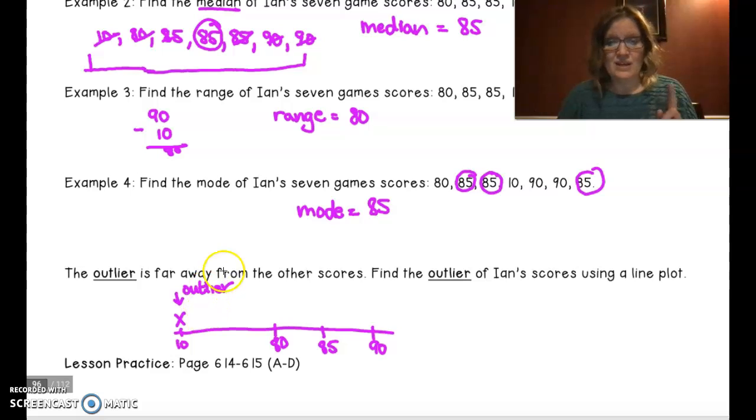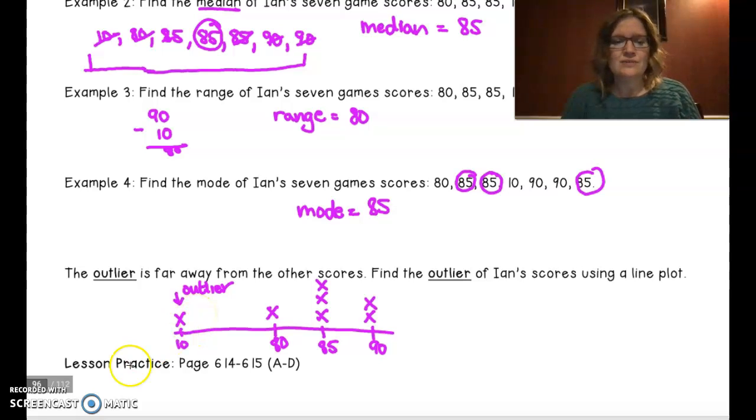I don't know what was happening. Ian must have been having a bad day, because generally 10, compared to everything that he's had, is a fairly low score. How many times did he score 80? I'm looking at the data. It looks like he scored 1 time, so we're going to put an X for this line plot. It looks like he scored 85 3 times. And 90, it looks like he scored twice. So to do a line plot, we do these little X's. But as you can see, 10 is the outlier.